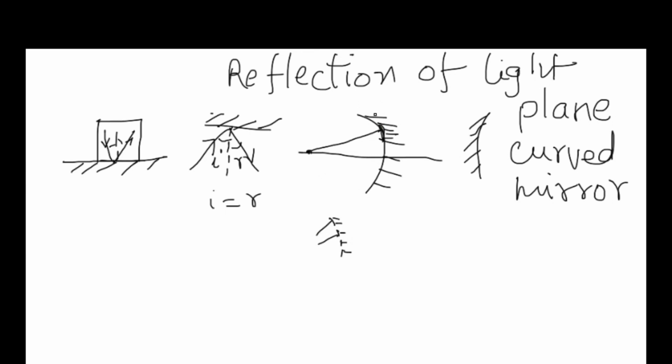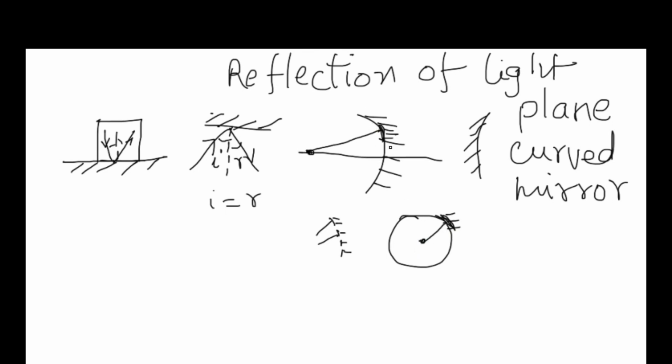And how do you draw the normal? Because we know that the angle of incidence and reflection are with the normal. So at this point you connect this with a straight line to the center of the mirror. This straight line would be the normal to the mirror, because this is the center, this is the straight line, and this is the tangent. So the tangent over here is the reflecting surface, and this straight line is always perpendicular to the mirror.